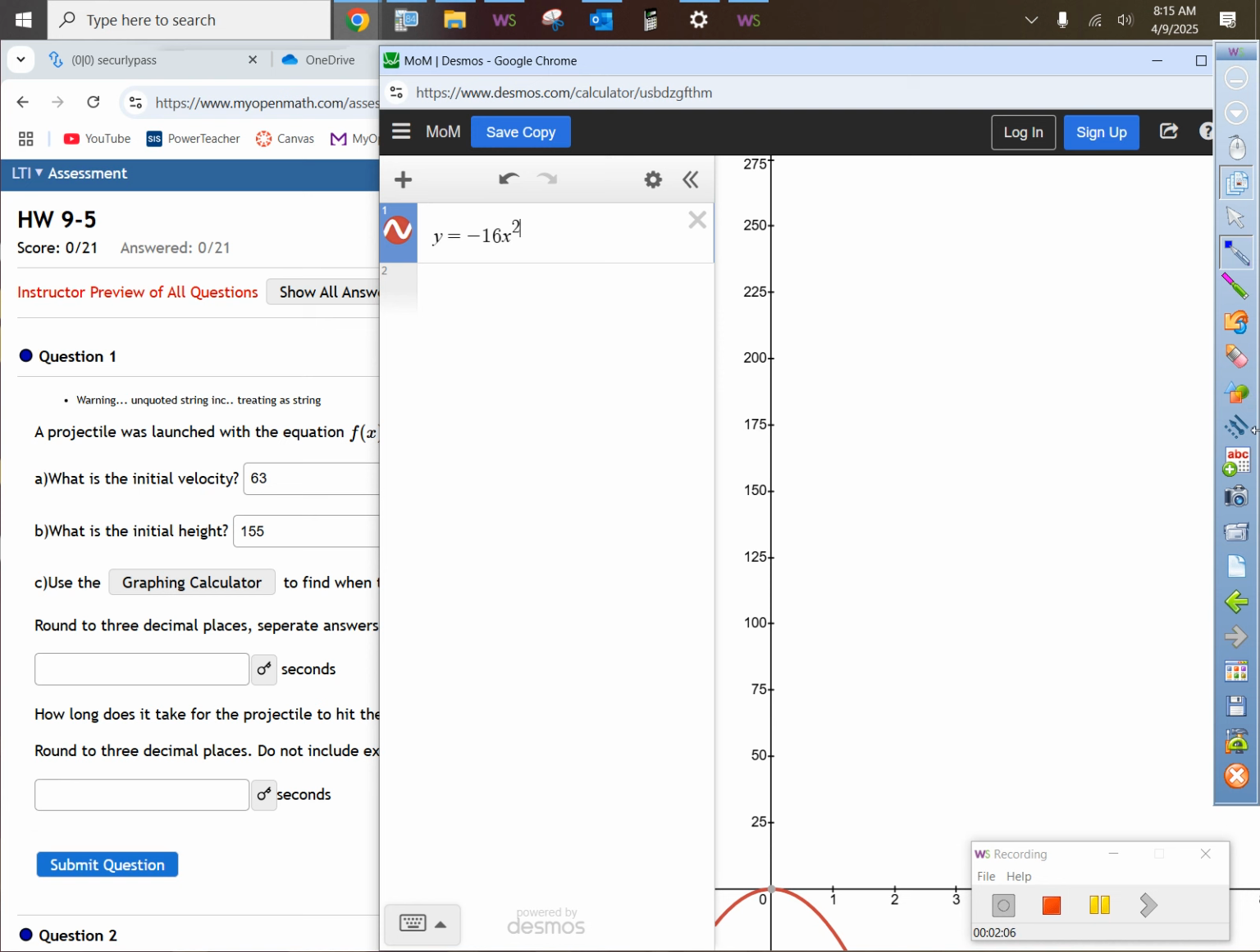Can you guys tell me, I have to hit the right arrow button to get out of that exponent. So hit the right arrow. Could you tell me what it was? Plus 63x. Is that what the other one says? Plus 63x. And then plus 155, right? Isn't that the equation that they gave me? Hey, what shape did it make? A parabola that opened which way? Down. So we got that graphed.